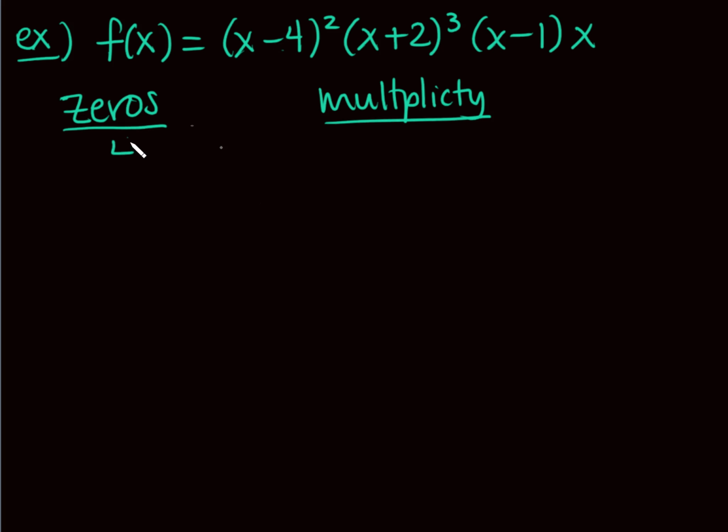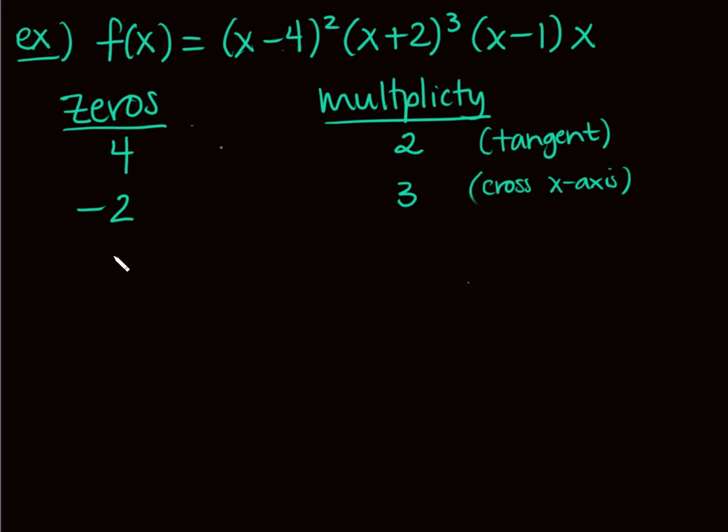So the zeros: 4 is a 0. What is its multiplicity? Its multiplicity is 2. Because this is even, we know that it's tangent to the x-axis at that x value. What's another 0? Negative 2. Its multiplicity is 3, so we know the graph will pass through there. What's another 0? 1. What is the multiplicity? It's 1, that's odd as well, so it's going to cross the x-axis. And then finally I have 0, which also is odd, so it's going to cross the x-axis.